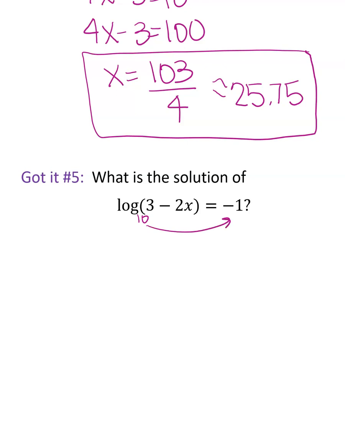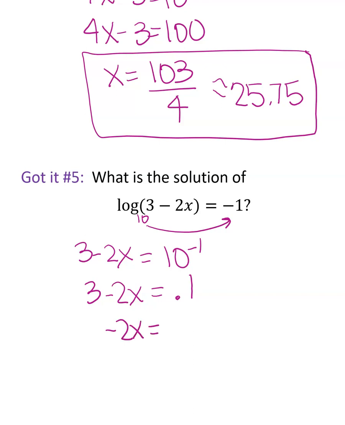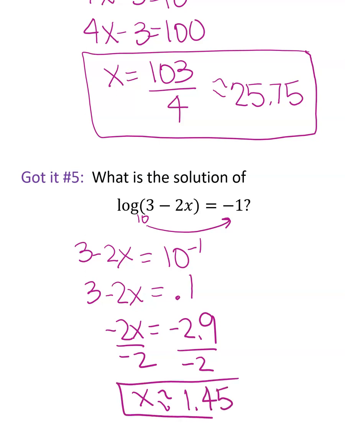So I'm going to swing the 10 over. So you get 3 minus 2x equals 10 to the negative 1. And 10 to the negative 1 is like 1/10. You can write it either as a fraction or a decimal, whichever you want to do. Negative 2x equals negative 2.9. And divided by negative 2. X is approximately equal to 1.45. Check it. Again, we rounded, so unless you leave it in decimal form, it will not equal negative 1 exactly. We rounded, so it should come up with something close to negative 1.